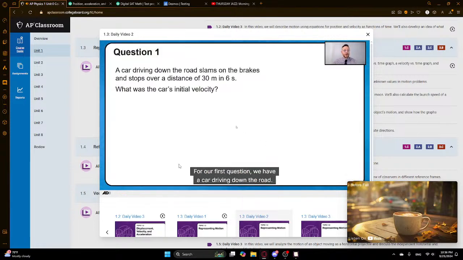For our first question, we have a car driving down the road. It's going to slam on the brakes and stop over a distance of 30 meters in 6 seconds. We want to know the car's initial velocity.